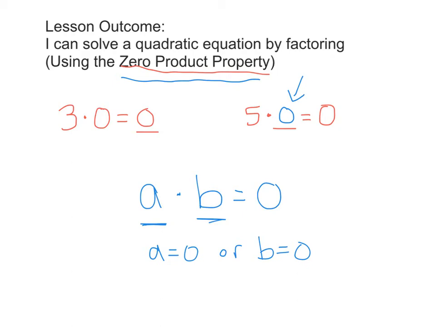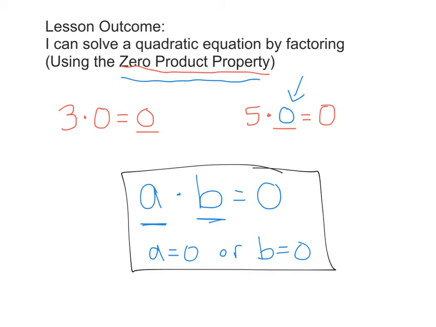So again, the zero product property in a nutshell says if we know two things, two factors, are being multiplied and the answer is 0, then we know that either the first factor equals 0 or the second factor has to equal 0. Let's see why this is helpful.